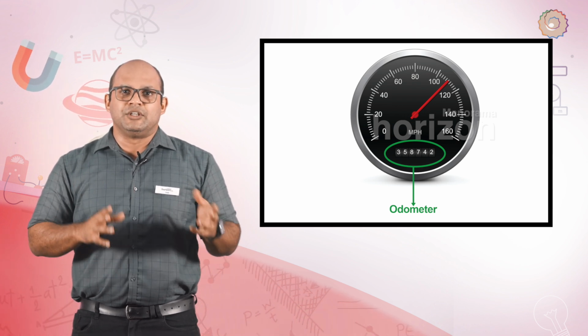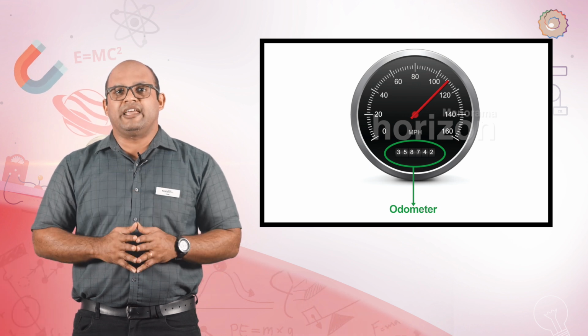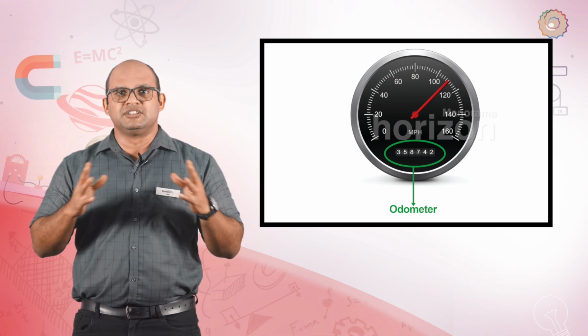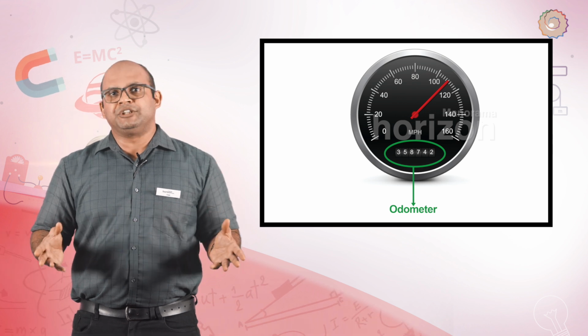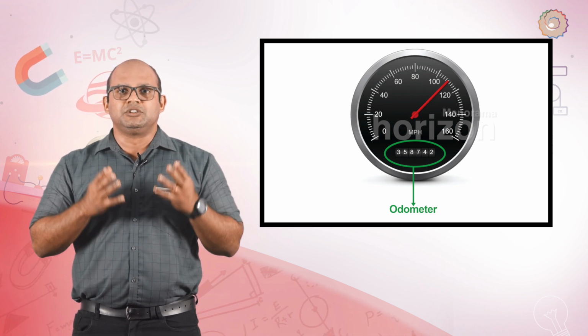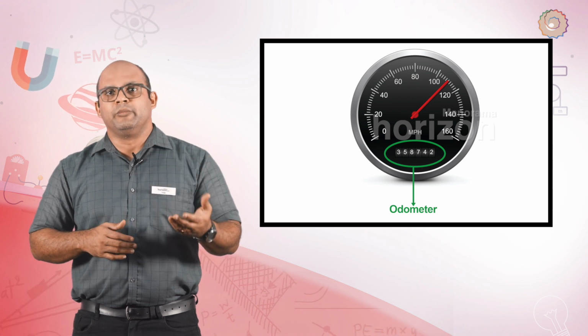In other words, the odometer measures the total distance traveled and does not care in what direction this distance was traveled. So it is not giving you any direction information. It only gives you the total number of steps you have covered from your school to your home and vice versa.